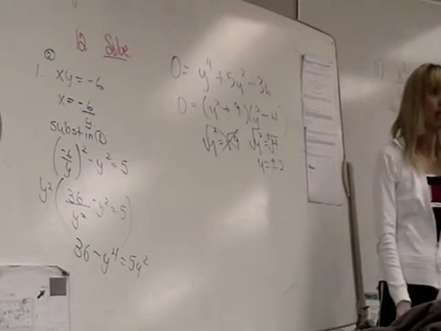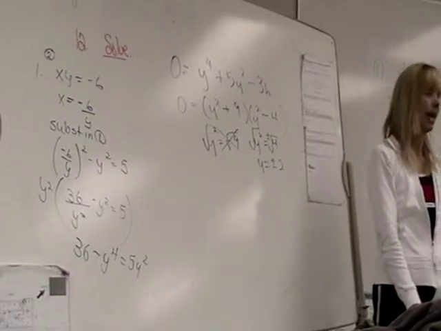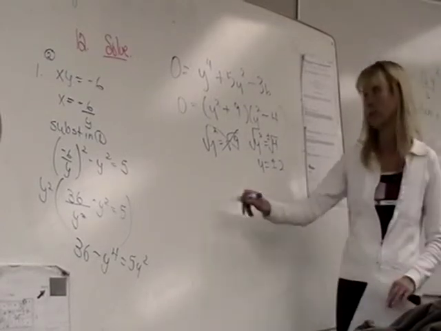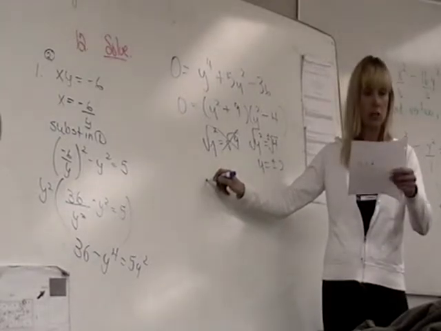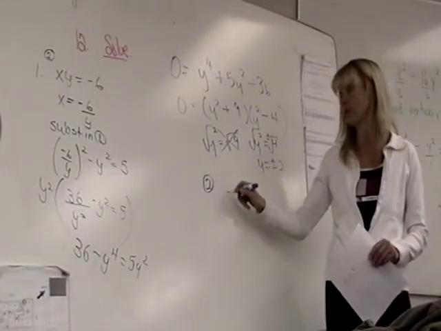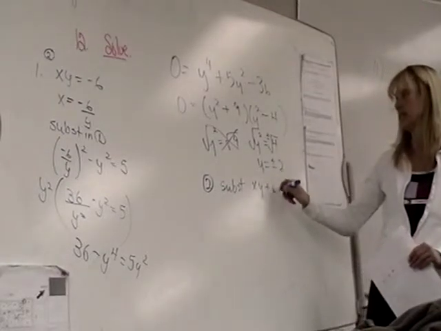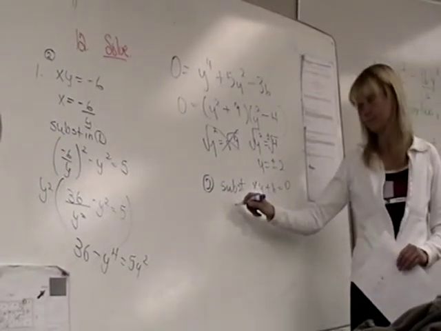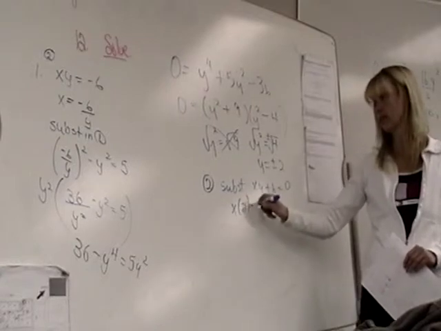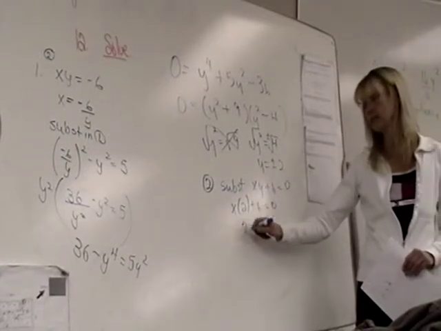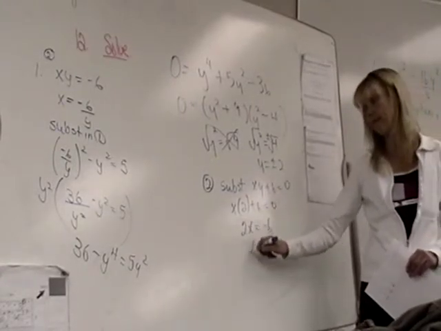Take that and substitute in. You have to do it in equation 1. Absolutely have to. Otherwise you'll get too many answers. So, I guess it's equation 2 in this one. So you're going to substitute into xy plus 6 equals 0. Put in 2 here and solve that.